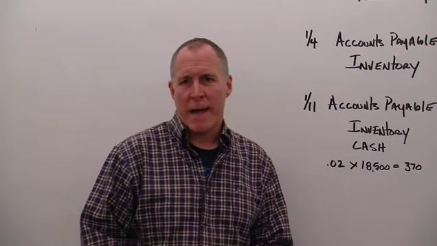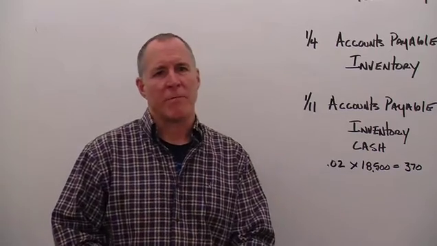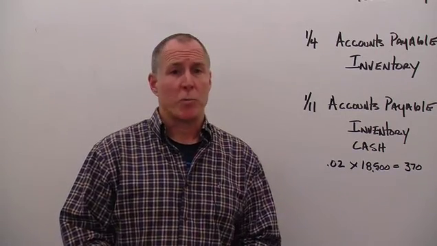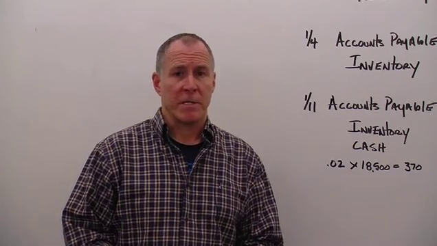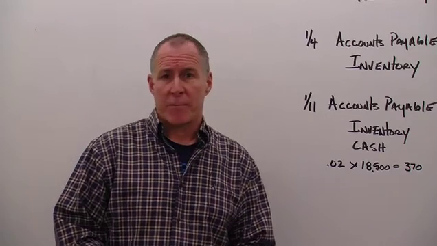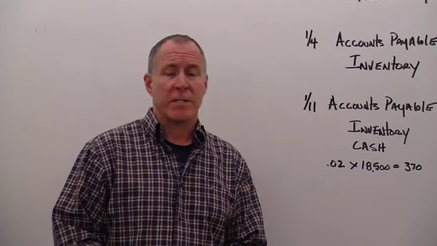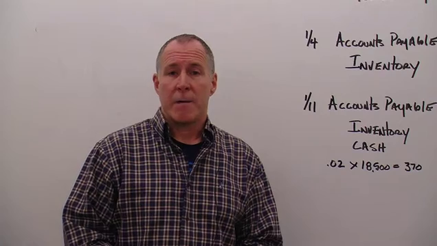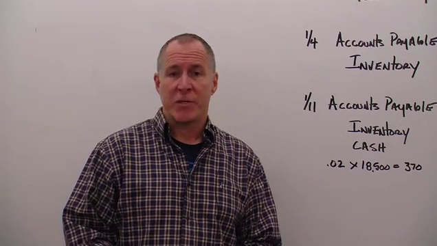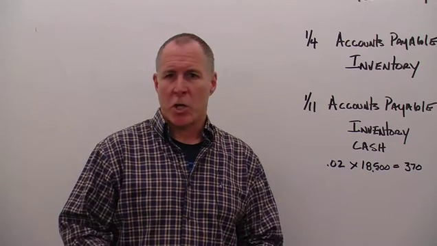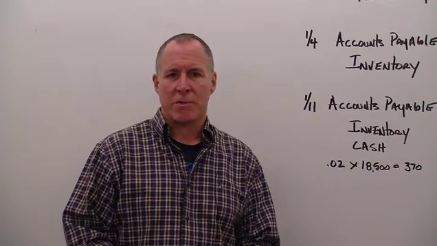Okay, we're back. This is going to be chapter number 5. We're going to take a look at two problems. The first problem is going to deal with journal entries. Chapter 5 deals with merchandising, that is, buying and selling inventory, or sometimes called goods, or sometimes called merchandise.